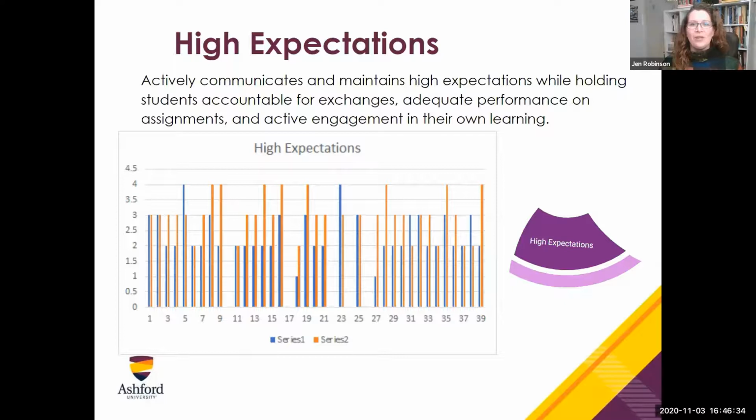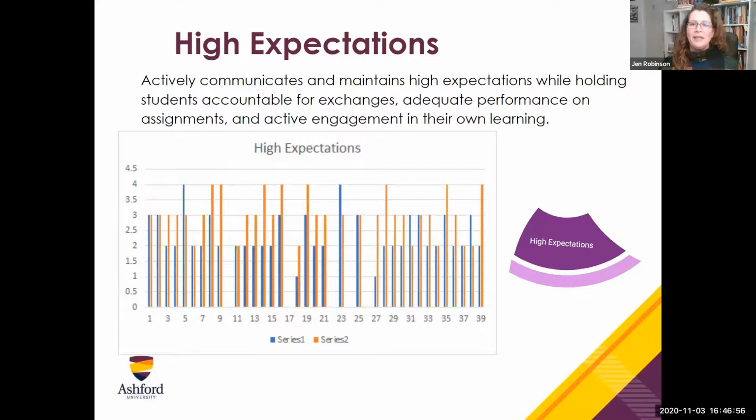In this area, we are supporting associate faculty as they meet the goals of active communication in multiple areas of the course, providing feedback meant to help students improve, holding students accountable for discussions and high-quality university submissions, as well as demonstrating how they, the associate faculty, are engaged in their own learning.